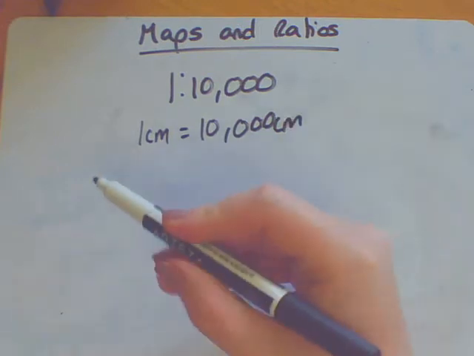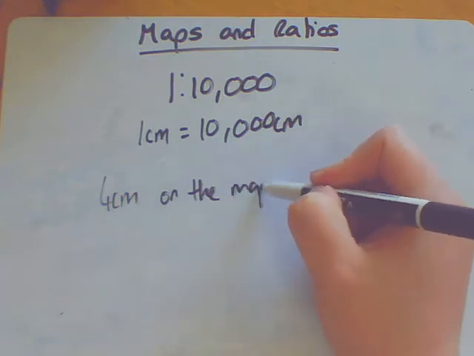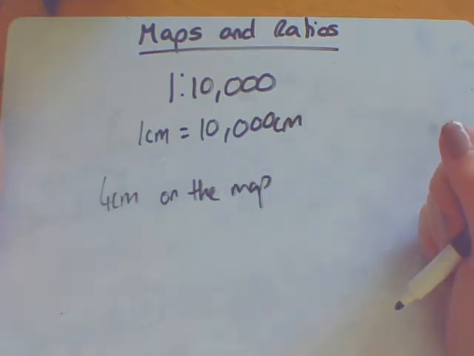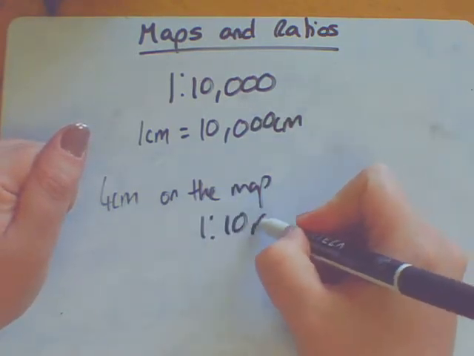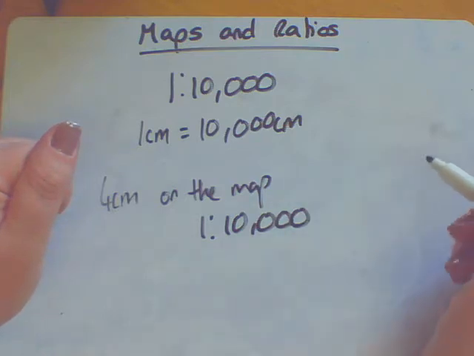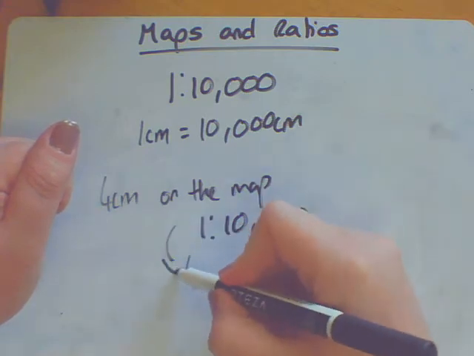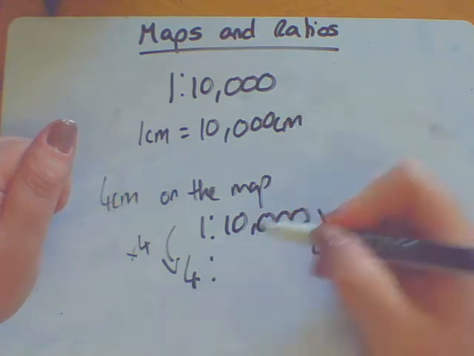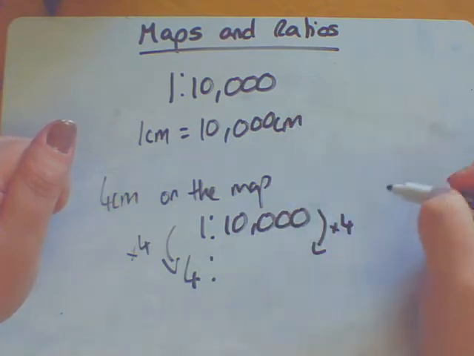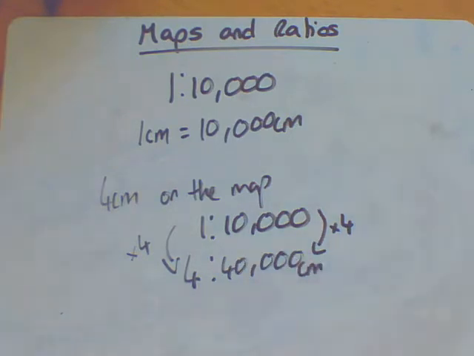So the first style is they might ask you to convert 4 centimetres on the map into the real life version. So we're going to do this in ratios. So the current ratio we've got is 1 to 10,000. And I'm now being told that I've got 4 centimetres on the map. So how have I turned 1 into 4? I've times it by 4. So I'm going to do exactly the same to the other side of my ratio, which would give me 40,000 centimetres.